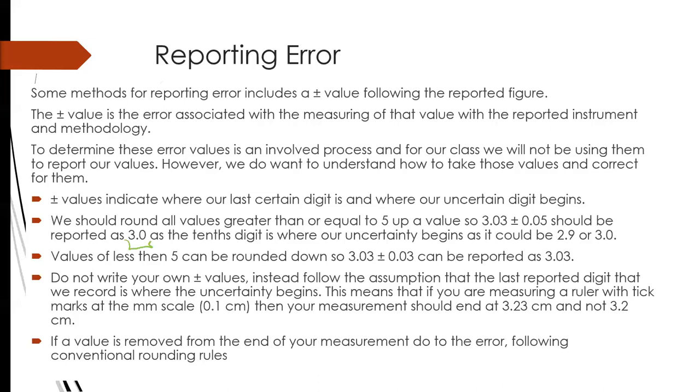So any value 5 and up, we should round to the error in front of it. If it's less than 5, then we can round down. So if it's 3.03 plus or minus 0.03, we can report that as 3.03. Whereas 3.03 plus or minus 0.05 has to get reported as 3.0.